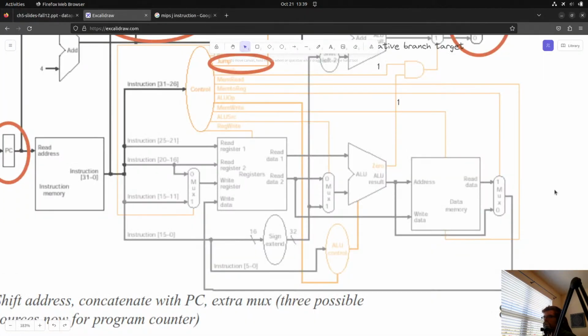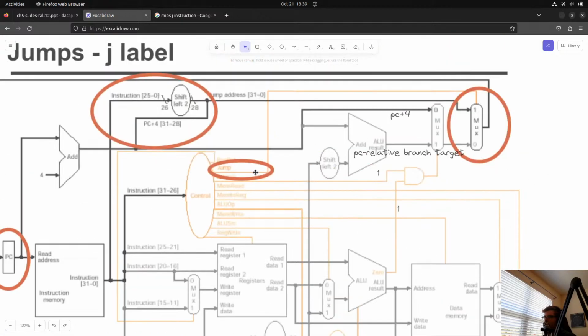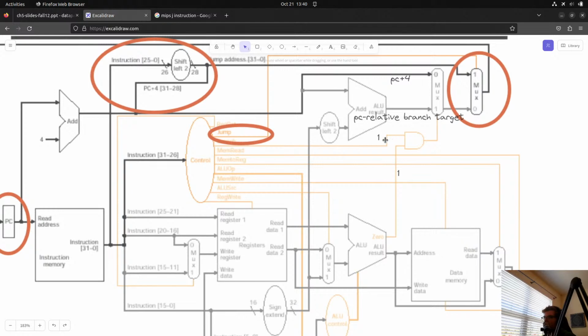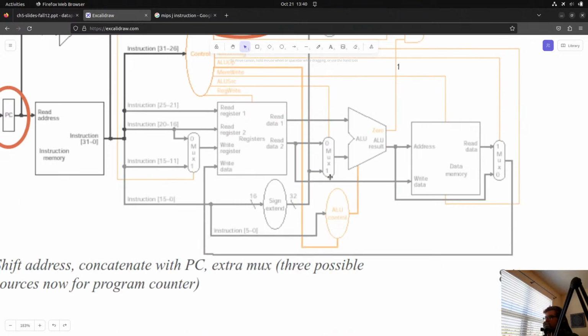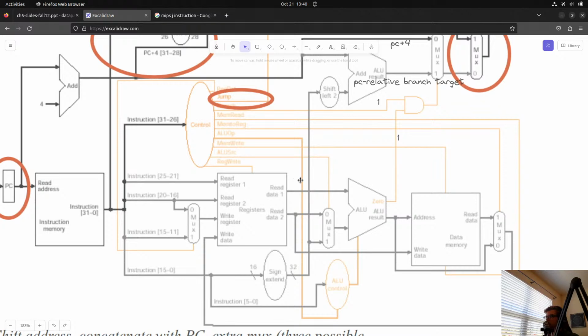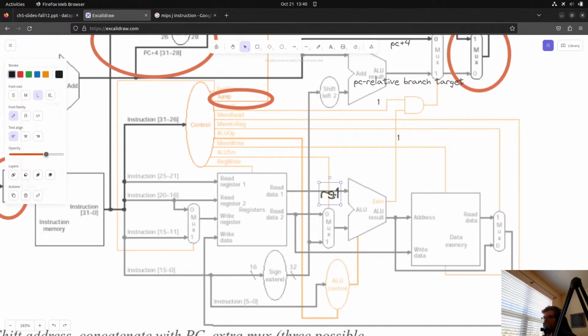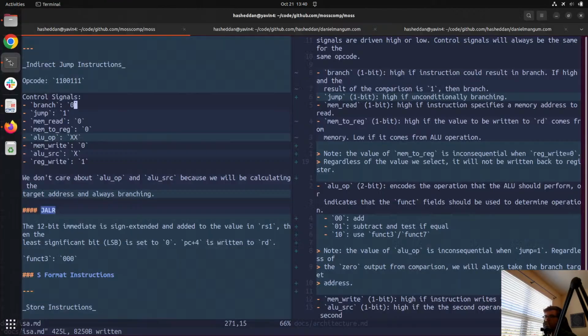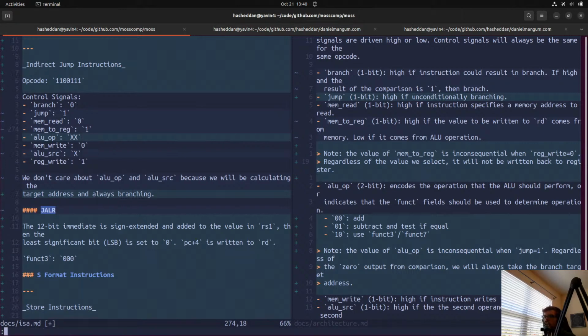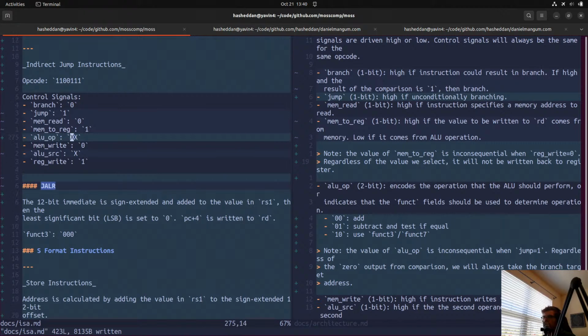So what I'm thinking for writing the PC plus 4, basically this value needs to be, okay, so it is the ALU result, right? Because we have RS1 coming in, and then the immediate is what we're adding. Mem to reg is 1. Okay, so I'm off here. Mem to reg is 1, and we do care about ALU source and ALU op. ALU op should be add.